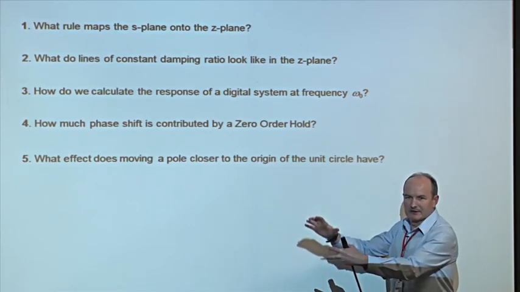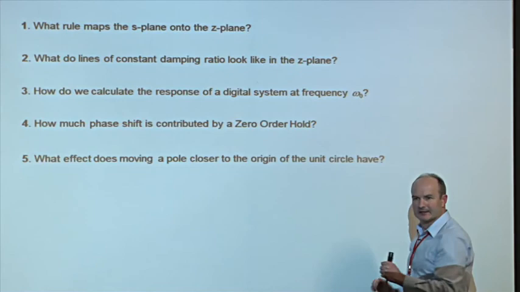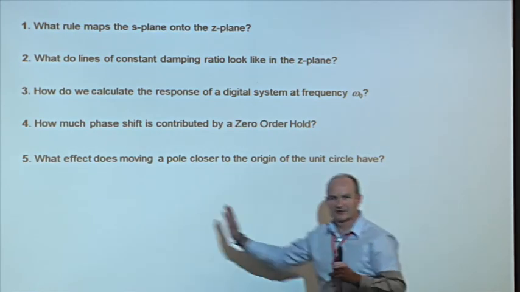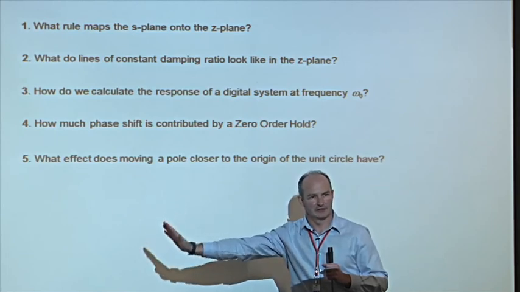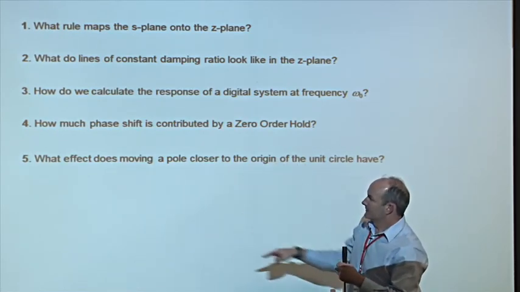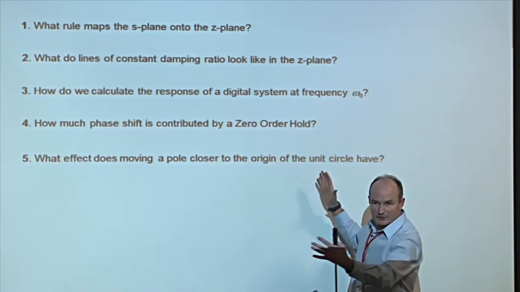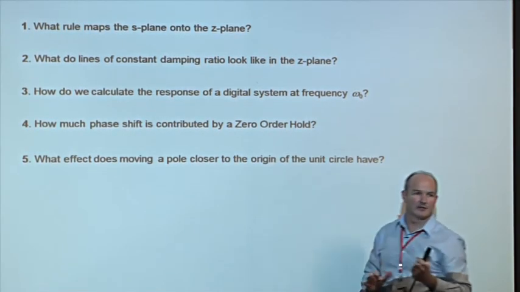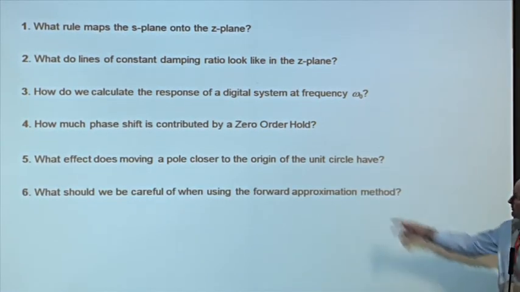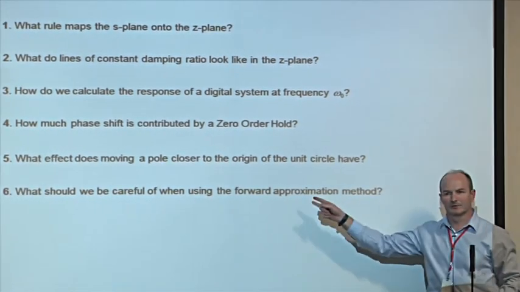Getting closer to the origin is equivalent to what in the S-plane? It's going to the left. Go to the left in the S-plane makes the decay rate faster. So remember, vertical lines, just in the last tutorial, correspond to circles. So go closer to the center, it's the decay rate that's getting faster. Okay. What should we be careful with the forward approximation method?